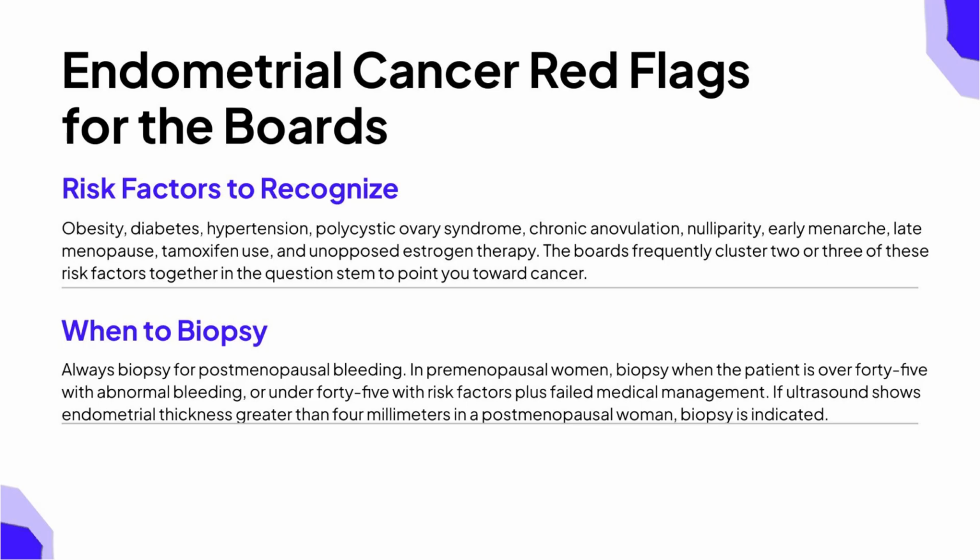For biopsy indications, always biopsy postmenopausal bleeding. For premenopausal women, biopsy when the patient is over 45 with abnormal bleeding, or younger than 45 but with risk factors and failed medical management. Also remember the ultrasound threshold. Endometrial thickness greater than 4 mm in a postmenopausal woman warrants biopsy. This is a very commonly tested cutoff.